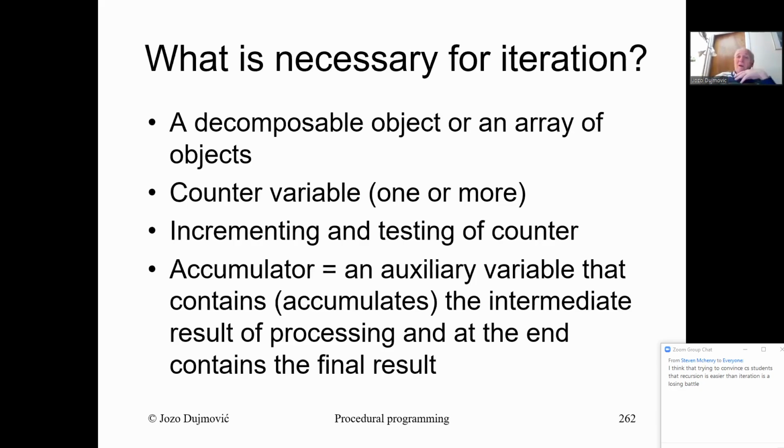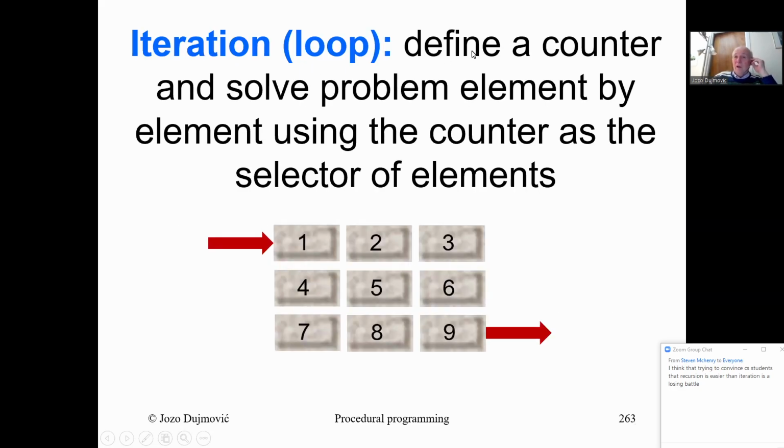So let me show you an example of the use of these three things: counter variable, incrementing mechanism, and accumulator. In the case of a loop, you have components 1, 2, 3, 4, 5, 6 up to the last one. And then you have a counter. The counter is counting 1, 2, 3 up to 9. And then you go out and finish the processing of the problem.